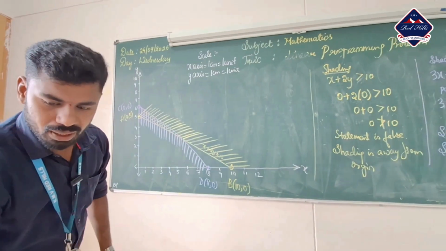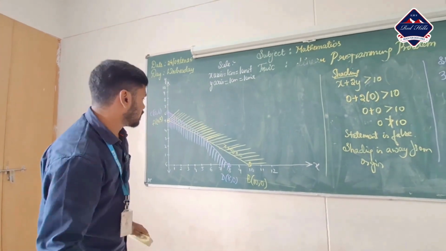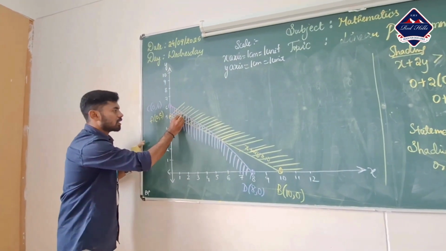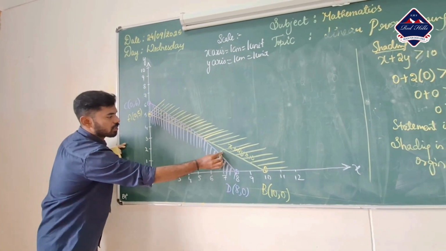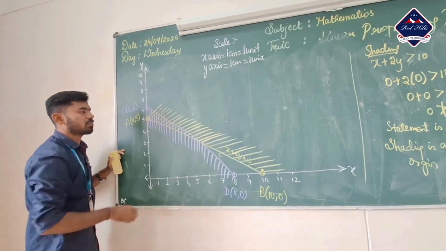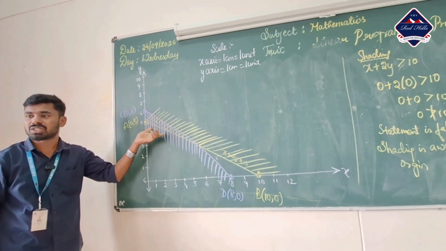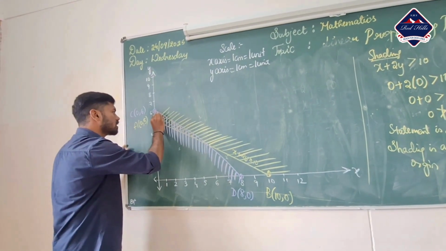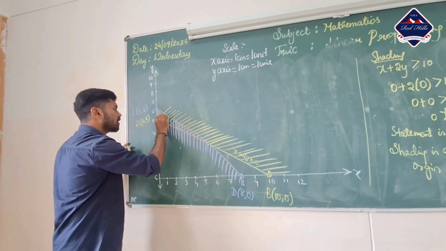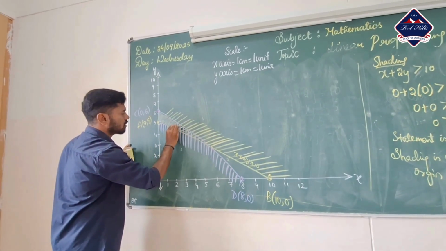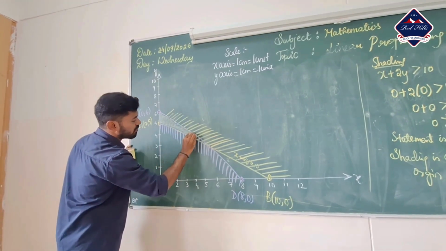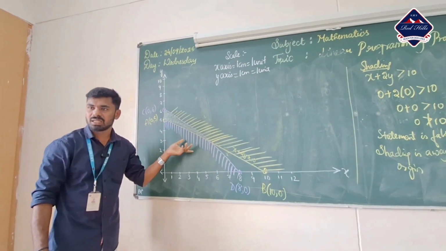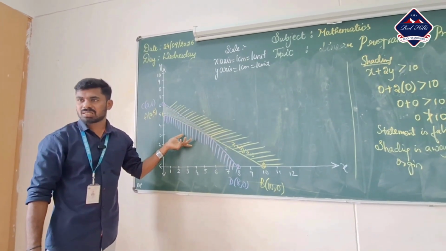Now, kindly look here, children. In which portion are we able to find the shaded lines of both the constraints? Region number 1, region number 2, region number 3 or region number 4? First region. So this region is called the feasible region. So what do you mean by feasible region? It is the common region which is bounded by both the constraints.